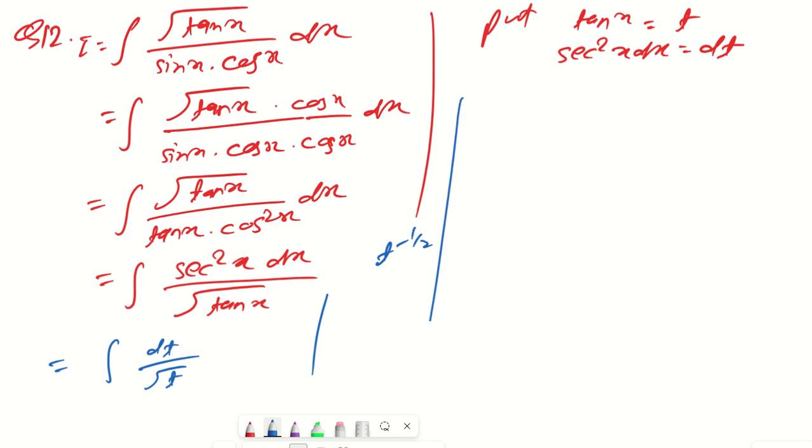So you will get t to the power 1 by 2 by 1 by 2 plus some constant c. So this is going to be 2 times square root of t. Square root of t is nothing but square root of tan x, plus some constant c.